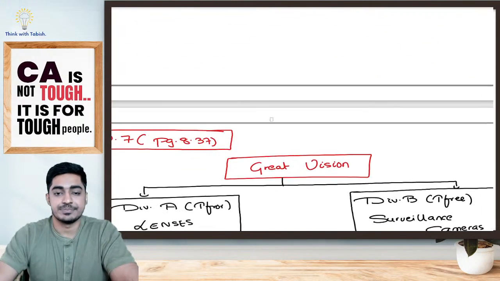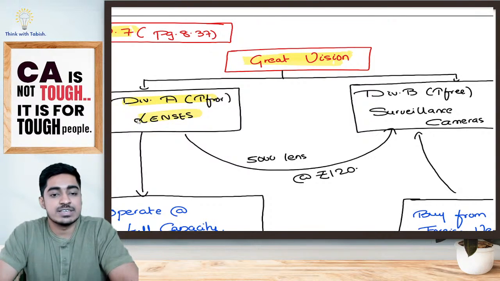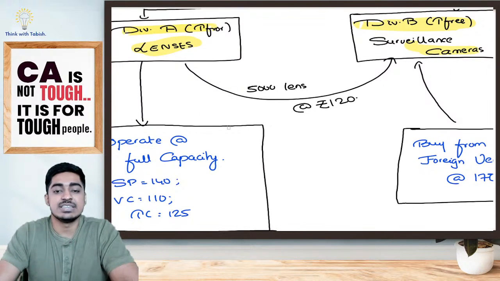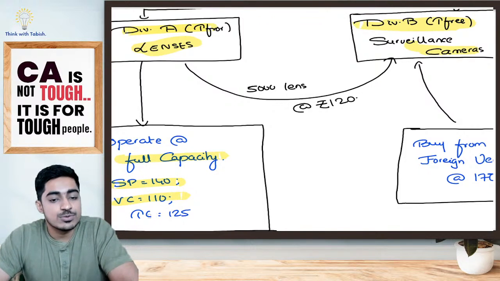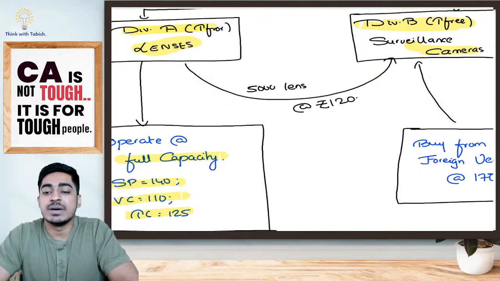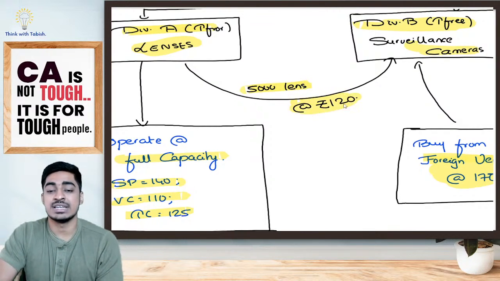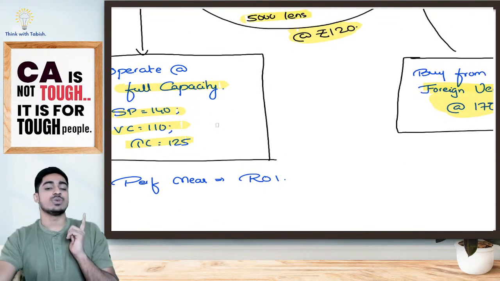Look at what is happening. Question number 7, we have Great Vision. Great Vision has Division A, which is manufacturing the lenses, and Division B, which is manufacturing the camera. At present, Division A is operating at full capacity. It is selling at 140 rupees. It is incurring a variable cost of 110. Total cost is 125. At present, the camera division is buying the lens from a foreign vendor at 170 rupees. But the company is telling it to transfer 5,000 lenses at 120 rupees. Now we need to analyze and tell the behavioral consequences.